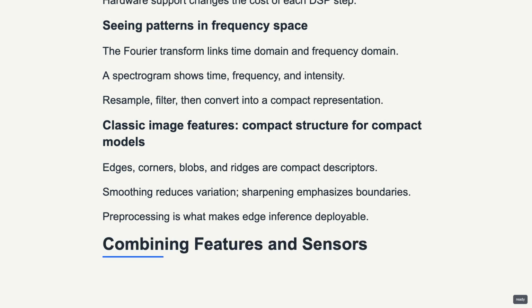Feature design and sensor fusion are the core skills here, because edge models are only as good as the inputs they receive. The goal is to shape raw signals into something ordered, trustworthy, and useful before inference starts.